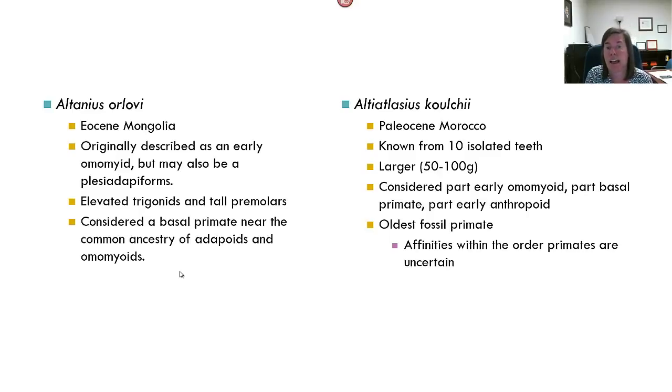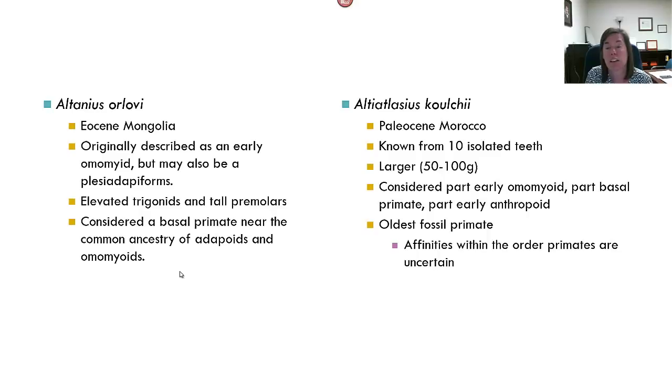We also have Kulchi, we'll say, and it's a Paleocene primate from Morocco, which is northern Africa, and it's known only from 10 isolated teeth. It's 50 to 100 grams, so it's relatively larger than some of the other stuff that we've looked at. And it's considered part early Omomyoid, part basal primate, part early anthropoid.